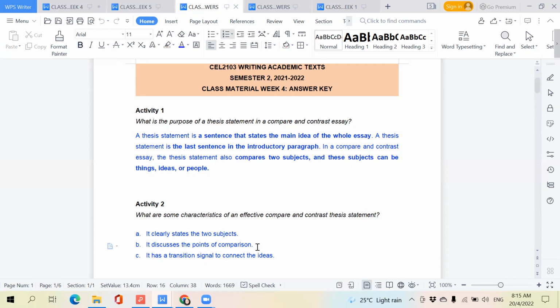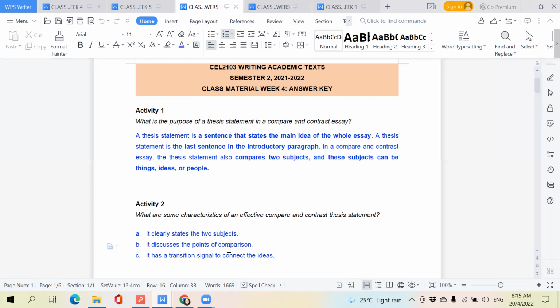Later on, I'll be using POC in reference to points of comparison. Okay, so anyway, what are your POCs? Maksudnya apa yang kamu nak compare between the two? So you have to have at least two. Okay, one for similarity and one for differences.